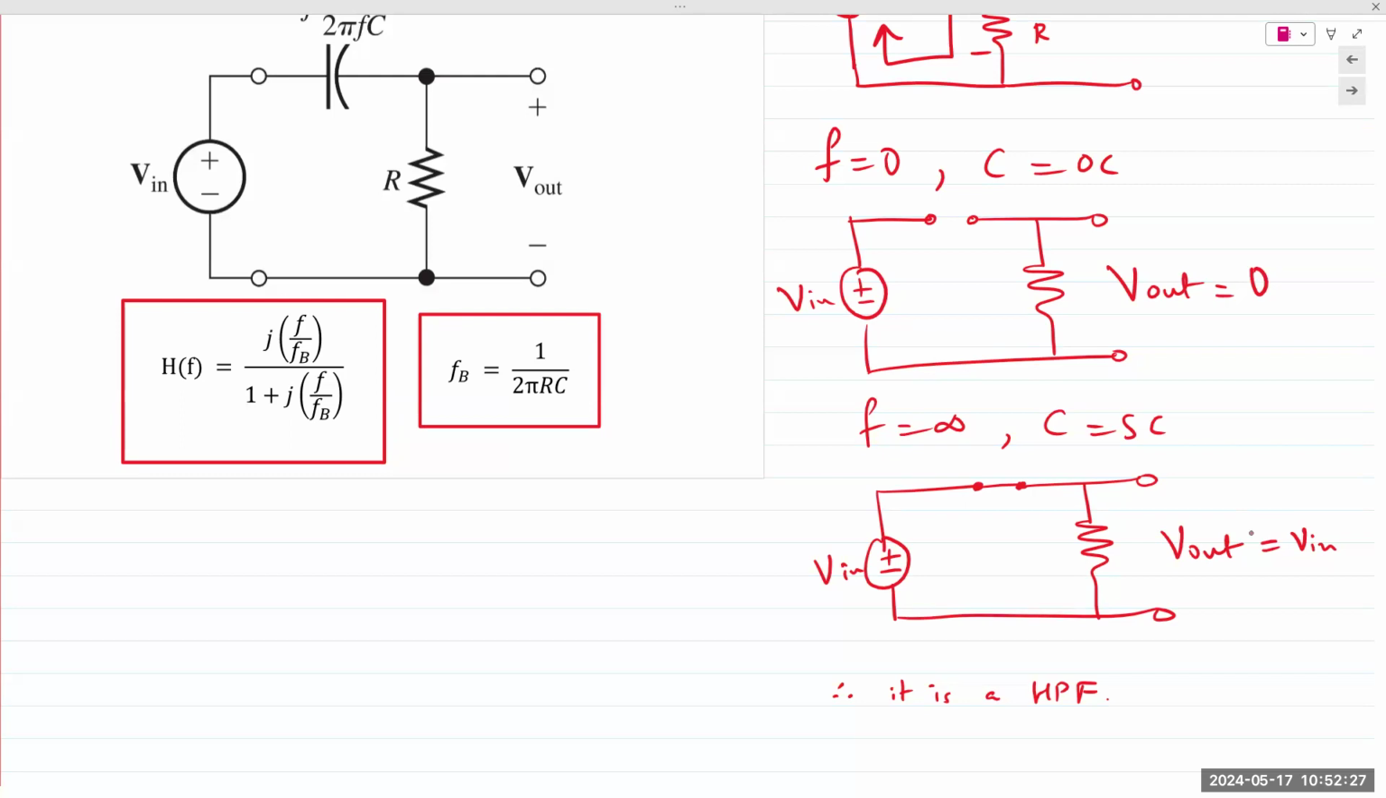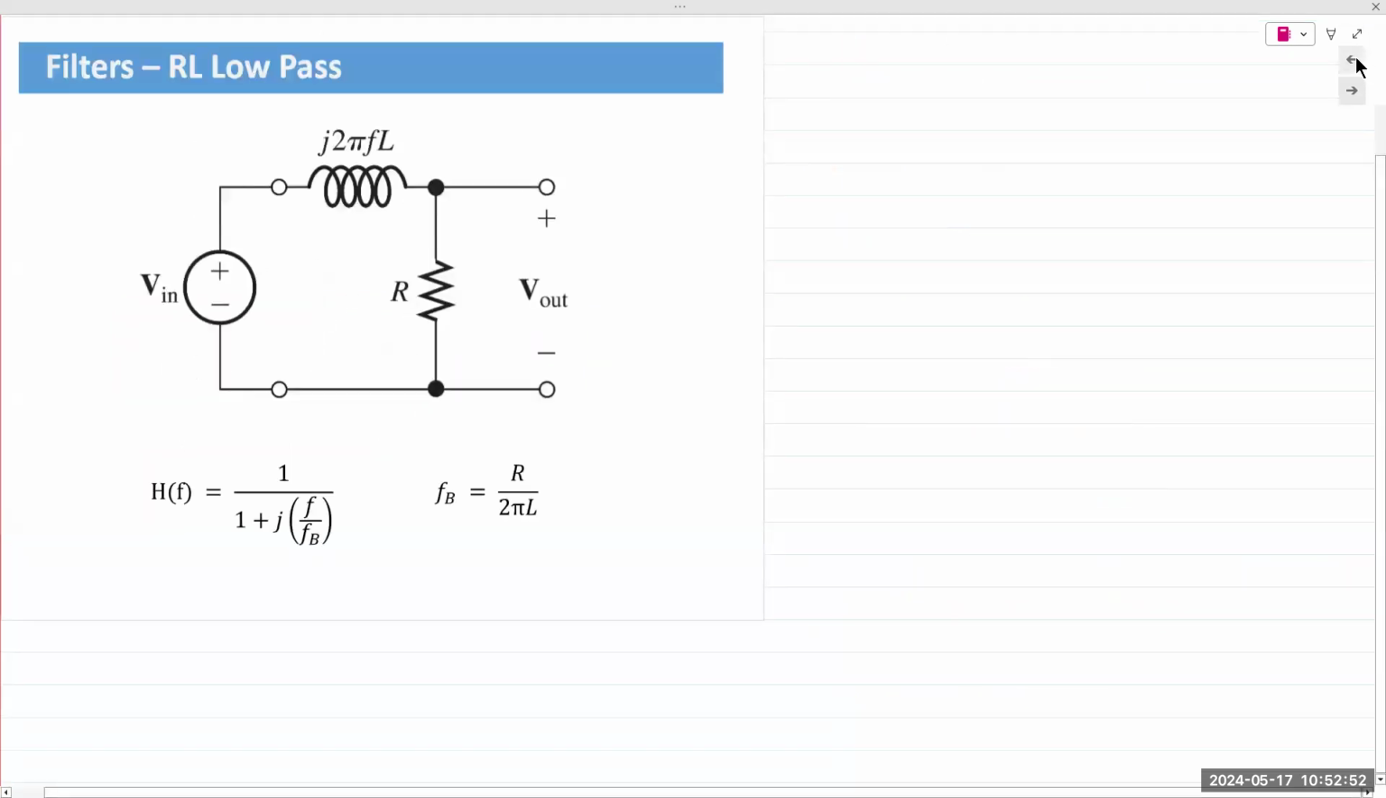All right, questions? Okay, let's look at RL filters then. If you replace the capacitor with an inductor, and you still take the output across the resistor, you get what is known as an RL low pass.